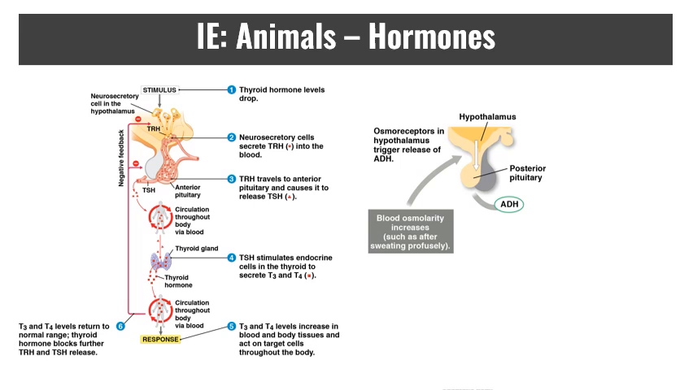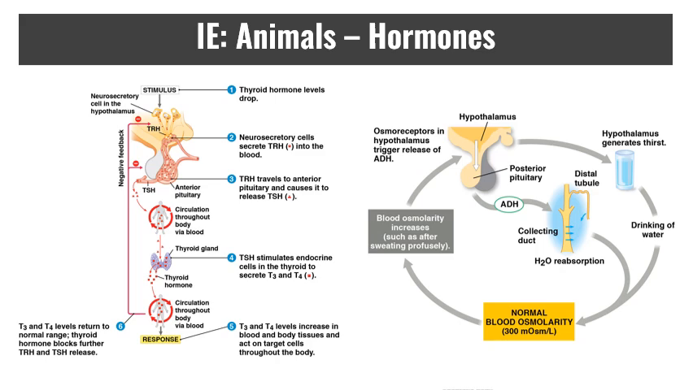So you have the releasing hormones and the stimulating hormones working together. An example is ADH, or the antidiuretic hormone. When your blood osmolarity increases, so you've lost a lot of water from, say, sweating profusely, the hypothalamus will say, hey, posterior pituitary, release ADH. The ADH will then alter the kidneys and generate that desire for thirst, which is going to cause you to absorb more water and drink more water, bringing your blood balance back to normal.